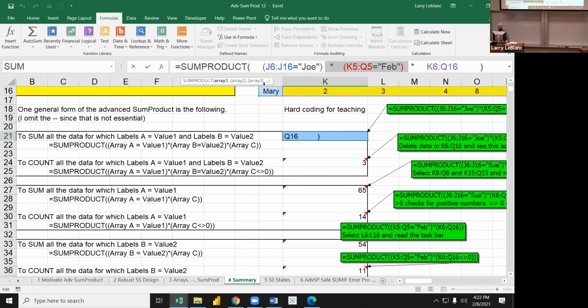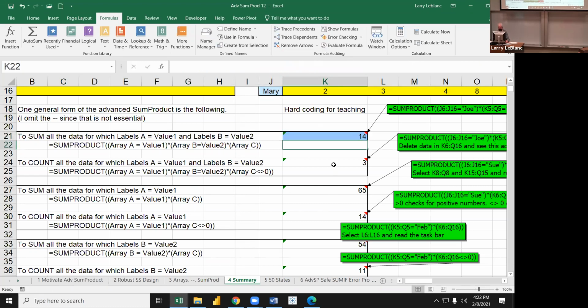You just don't include the middle. You ignore the middle. If the only thing you want is Joe's sales, you don't care about the month, then you omit the middle one. So this one and this one are about the same.